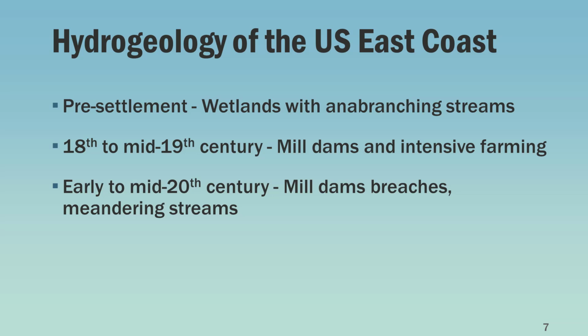Before we get into the nitty-gritty of modeling, let's understand the drivers behind this study. So let's briefly talk about the hydrogeology of the US East Coast. Pre-settlement, the streams resemble wetland systems with anabranching streams. Fast forward to the early 18th century, mill dams were constructed on many of these streams to generate water power. Rapid land clearing and intensive farming resulted in soil degradation and erosion and sediment accumulation in the mill ponds. Fast forward again to early to mid 20th century. The mill dams breach and water cuts through the accumulated sediment, resulting in the typical meanderings of today. With every storm, streams erode and transport the accumulated sediment.